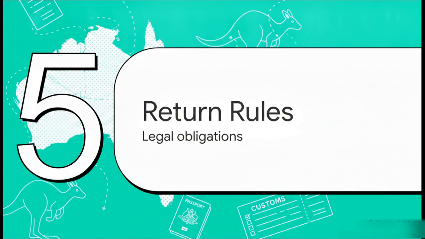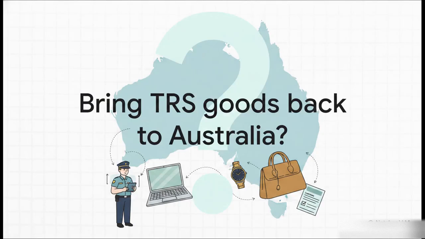Section 5. Returning to Australia rules. Legal obligations upon re-entry. Let me pose a really interesting question. What actually happens if you take your TRS claimed goods, let's say a brand new expensive laptop or a nice watch, and you bring them back into Australia on a future trip? It's a super common scenario, but the border laws on this are incredibly strict.